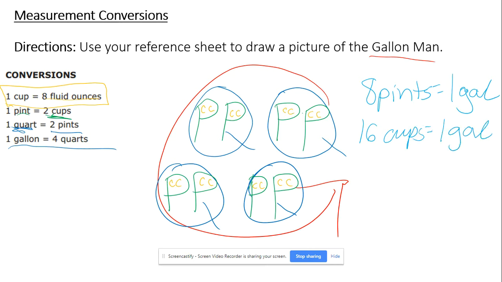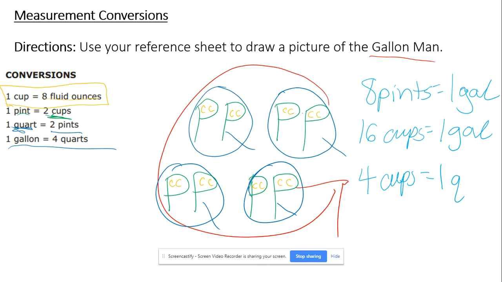Maybe it's not asking for a gallon. Maybe it's asking how many cups are in a quart. So here we would just look and we see there's 1, 2, 3, 4, and that completes our quart. So that means that there's 4 cups in every quart. I'm just going to put a Q for quart.